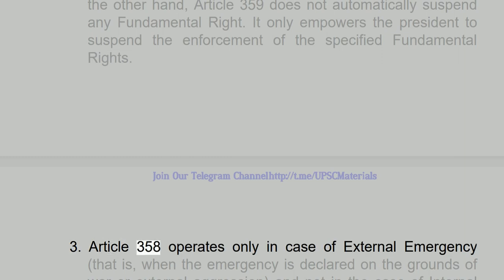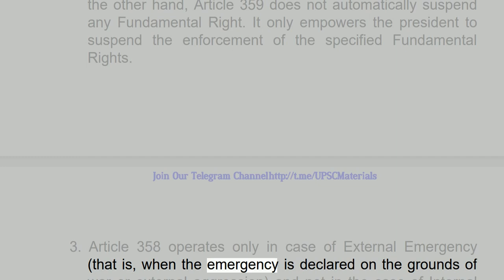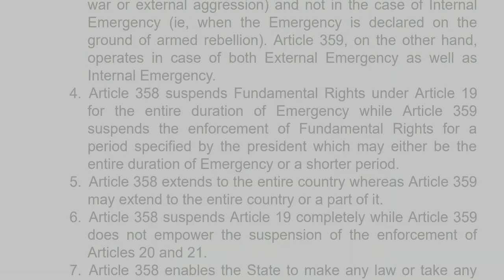3. Article 358 operates only in case of external emergency, that is, when the emergency is declared on the grounds of war or external aggression, and not in the case of internal emergency, i.e., when the emergency is declared on the ground of armed rebellion. Article 359, on the other hand, operates in case of both external emergency as well as internal emergency. 4. Article 358 suspends fundamental rights under Article 19 for the entire duration of emergency, while Article 359 suspends the enforcement of fundamental rights for a period specified by the President, which may either be the entire duration of emergency or a shorter period.